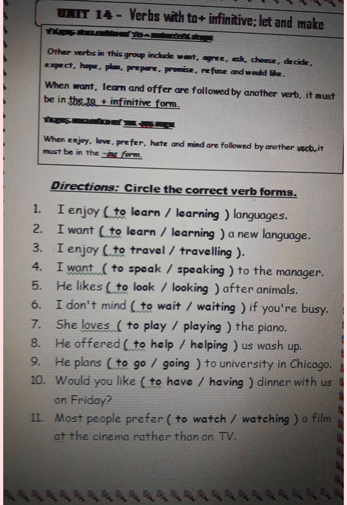Let's answer. Circle the correct verb forms. Number 1, I enjoy learning languages. Number 2, I want to learn a new language. Number 3, I enjoy traveling. 4, I want to speak to the manager. 5, he likes looking after animals. 6, I don't mind waiting if you're busy. 7, she loves playing the piano.